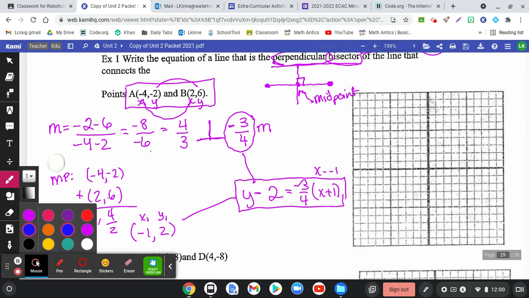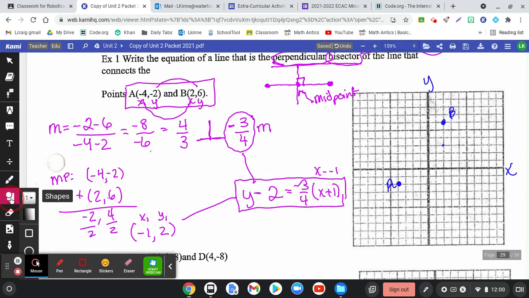So let's look at that. So we have our y-axis and our x-axis. Let's plot these points. -4, -2, go back 4, down 2. Always label. 2, 6, over 2, up 6. All right, I'm going to go over here under shapes. You can draw a line there.